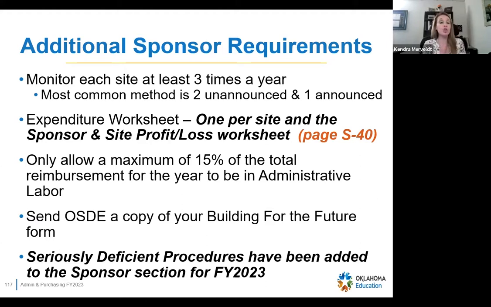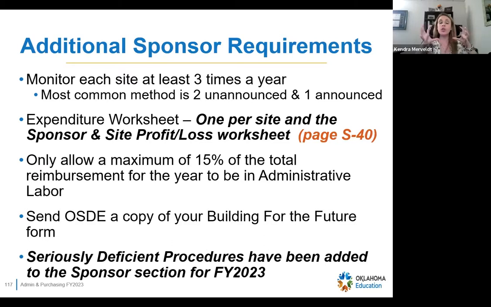And as I mentioned earlier, maybe your facility, the way you're run, you don't split it up per site. If that's the case, then contact your program specialist and talk to them, because maybe for your facility you don't have to do an expenditure worksheet per site, but talk to them to see what's best for your facility. We also have what's called the sponsor and site profit and loss worksheet. So this is a new form as of this year. It is in the manual.